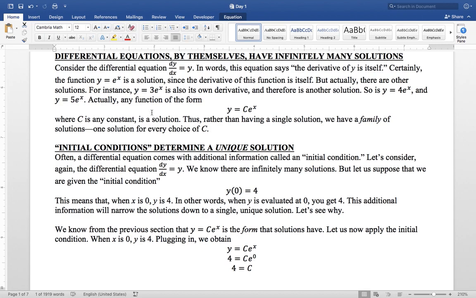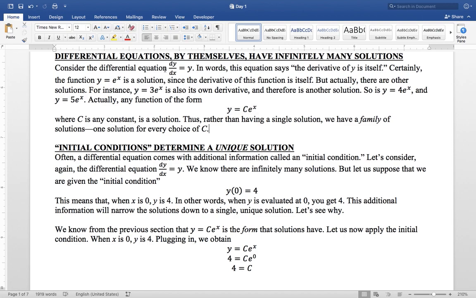But actually there are other solutions. For instance, y equals 3e to the x is also its own derivative. If you differentiate this thing, you get the same thing back. So this function also satisfies this equation. And also y equals 4e to the x is a solution. And in fact, in general, any function of the form y equals c e to the x, where c is any constant, is also a solution. Therefore, rather than having a single solution, we actually have a family of solutions, one solution for every choice of c.